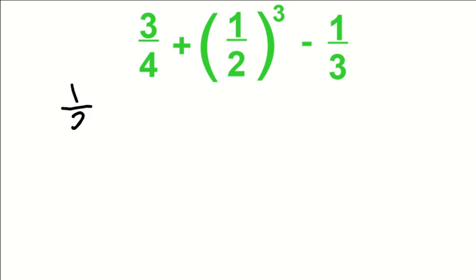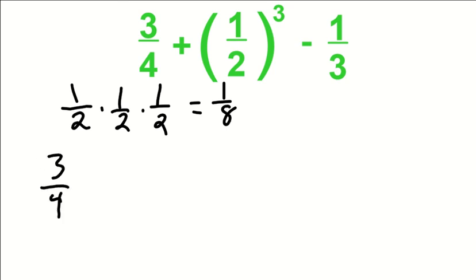So remember, that's 1/2 times 1/2 times 1/2, right? Straight across top, straight across bottom. Yeah, that's going to be 1/8. So now we got 3/4 plus 1/8 minus 1/3. They get done at the same time going from left to right. So we'll do the adding first because, like I said, we go from left to right.